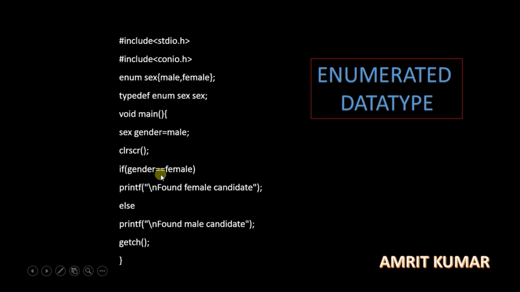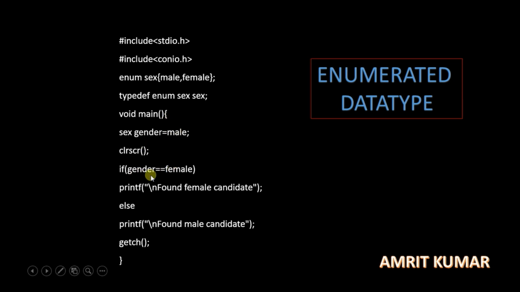And in that, if gender equal to male, if gender equal to female, because gender is male, therefore this statement is wrong. This statement is wrong because gender contains male in it. Gender is a variable of the enumerated data type in which I am assigning male. So in gender there is male. We are asking the question whether gender is equal to female. So actually it is a false statement, because gender is actually male here, because we have assigned male to it.